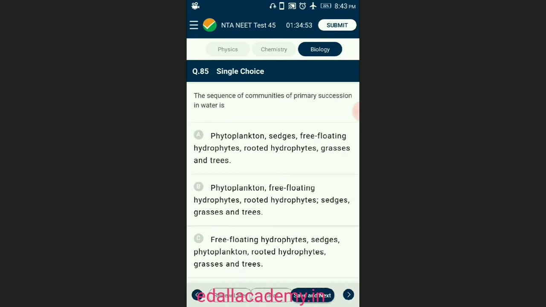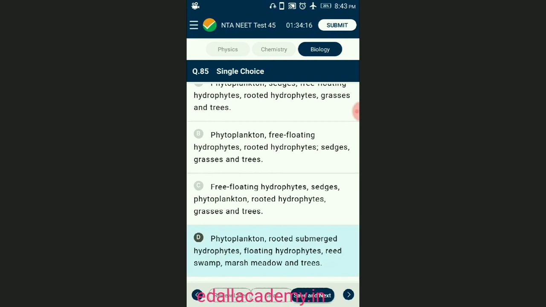Question number 85. The sequence of communities of primary succession in water is. In the primary succession in water, the pioneers are small phytoplanktons. They are replaced with time by rooted submerged plants, then by floating hydrophytes, sedges, grasses, and finally trees. So the answer for this question is option D. Rooted submerged hydrophytes, floating hydrophytes, reed swamp, marsh, meadow, and trees.